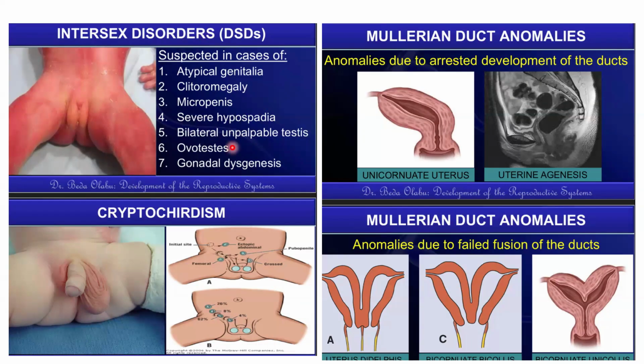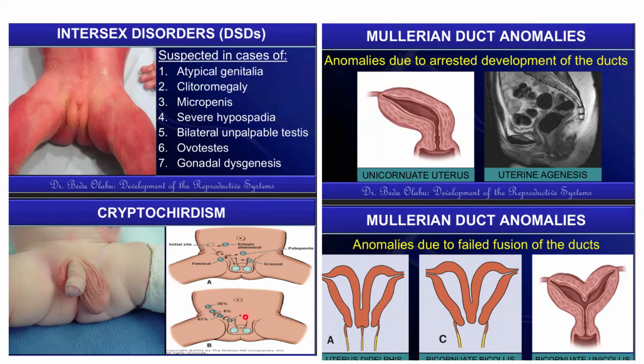You can be able to appreciate the testes. And then the testes can also contain ovary tissue, that is ovotestes. Also, you can have gonadal dysgenesis. But the most common anomaly of the male reproductive system is cryptorchidism. And cryptorchidism is undescended testes.